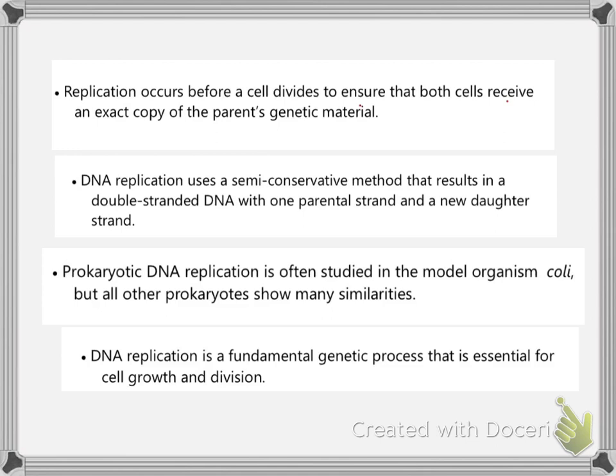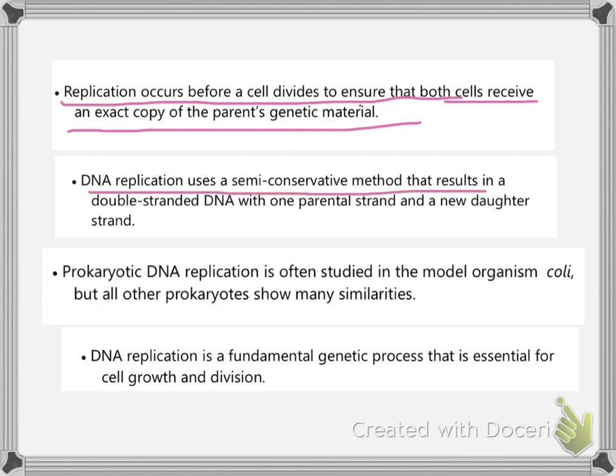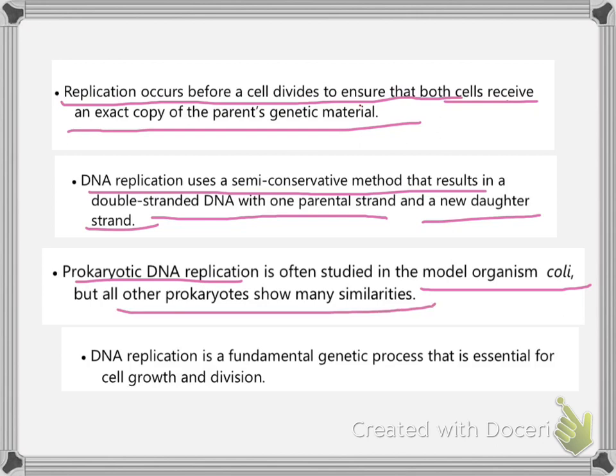So these are the points. Replication occurs before a cell divides to ensure that both cells receive an exact copy of the parent's genetic material. Replication uses a semi-conservative method, that is, double-strand DNA with one parental strand and one new daughter strand. In prokaryotes, the model organism is mainly E. coli, but all the prokaryotes show many similarities with E. coli. So DNA replication is a fundamental genetic process that is essential for cell growth and division.